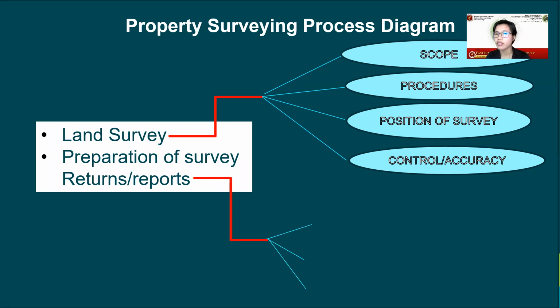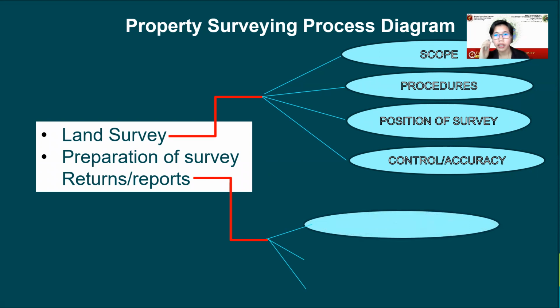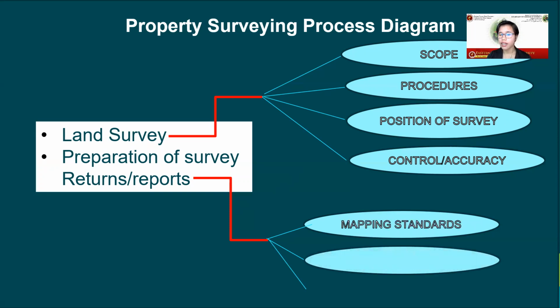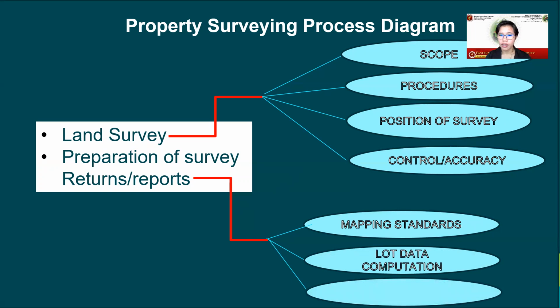The survey returns, again, are the documents that need to be submitted to the DENR after you conduct the survey. It includes the plan, your computations, the documents as evidence of the survey, and documents owned by the owner of the property. Your plans need to comply with the mapping standards, and you need to submit the lot data computations and other required submittals. There are many, depending on the type of survey and on the requirements.